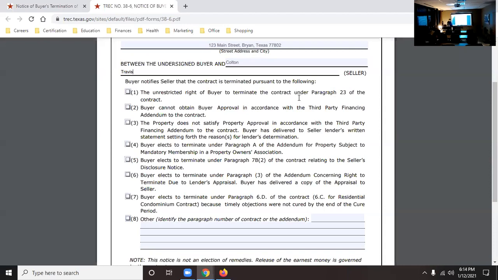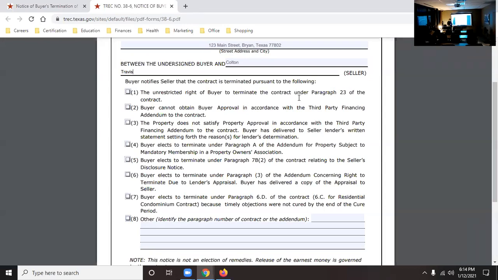Under 6, buyer elects to terminate under paragraph 3 of the addendum concerning right to terminate due to the lender's appraisal. Buyer has received a copy of the appraisal and has given it to the lender. So in that situation, if they are purchasing a house, I put a contract in on Mr. Grossman's property for $300,000. I get the appraisal back and it says it's only $290,000. Me and Mr. Grossman cannot work something out. Then in that situation I am released of the contract because it did not meet lender's approval for appraisal.